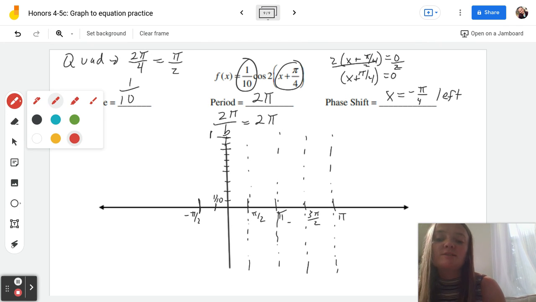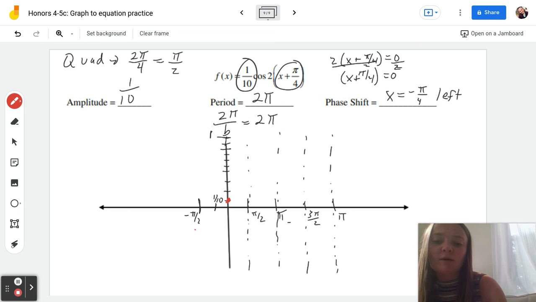The cosine function typically starts at 0, 1. In this case, though, the cosine function is going to start at a 10th. It's going to start at 0, a 10th, like right here. But I do need to shift it to the left pi over 4, so I'm going to shift it to the left pi over 4, right here.